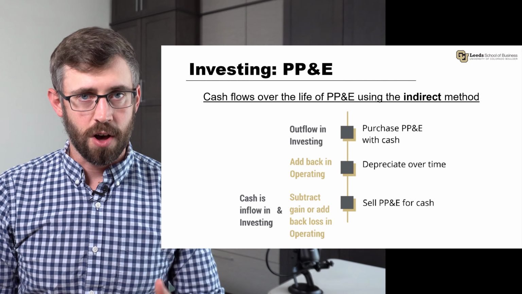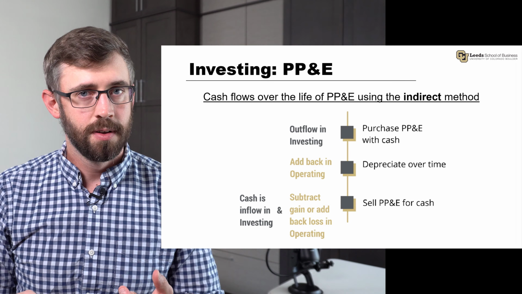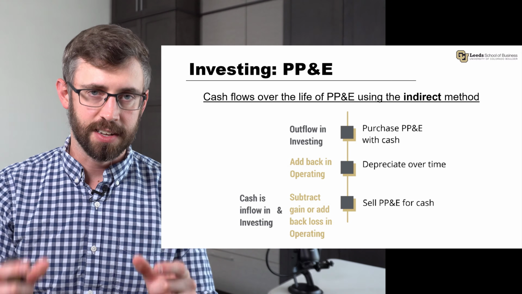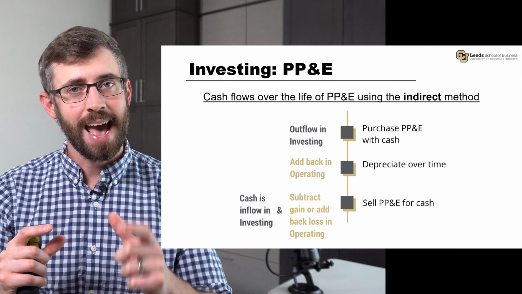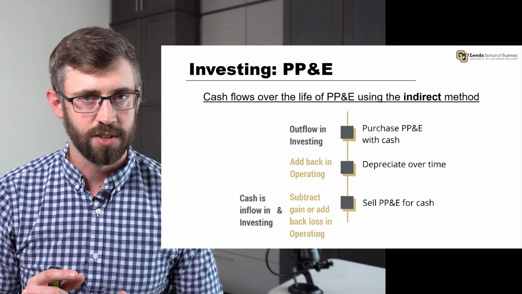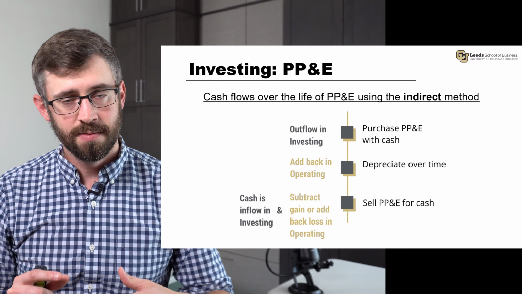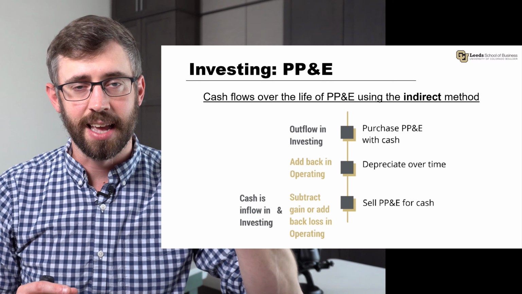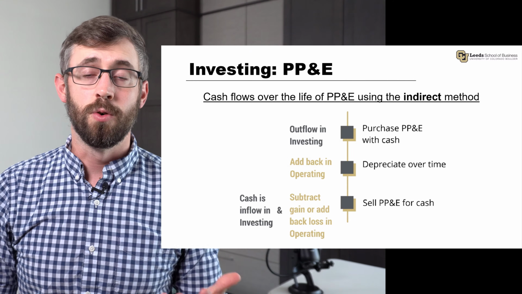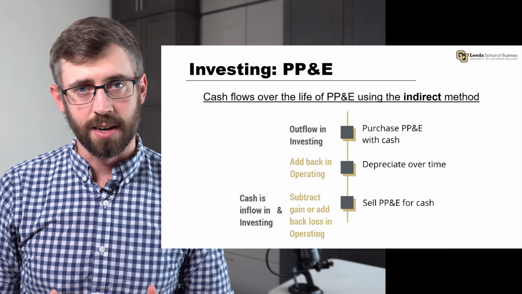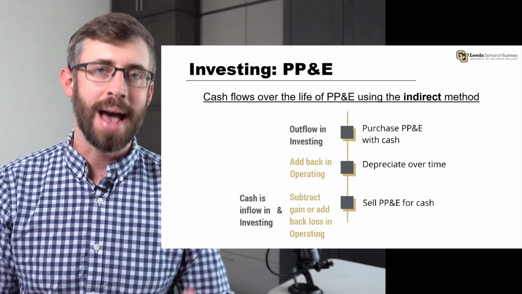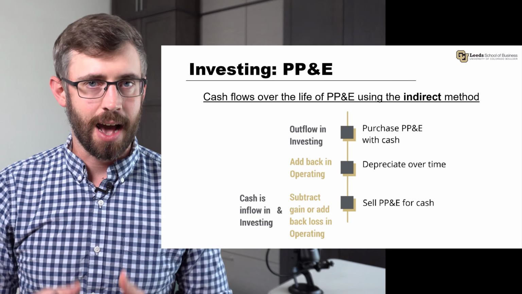Now that gain or loss is going to go to net income. And because we already recorded the cash inflow for the sale in investing, we want to reverse out that non-cash gain or loss from net income up in the operating section. So if it is a gain, that increased our income, so we want to take that out. We're going to subtract a gain from net income in operating. And if we sold it at a loss, that's pulling down our income, so we're going to add that loss back to net income in the operating section.